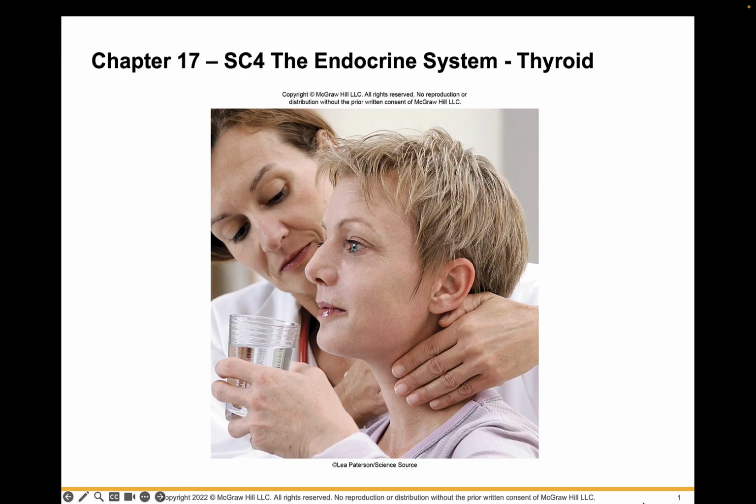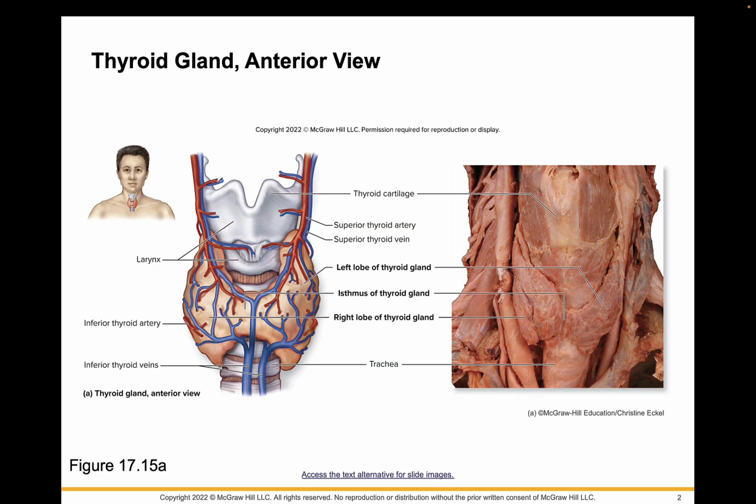Chapter 17, the endocrine system, screencast 4, the thyroid. Now, this screencast will be focusing on the thyroid, and when we look at the thyroid here, we can see that it is just inferior to the larynx, and it's always described as bilobed, and you might often hear it referred to as a butterfly.